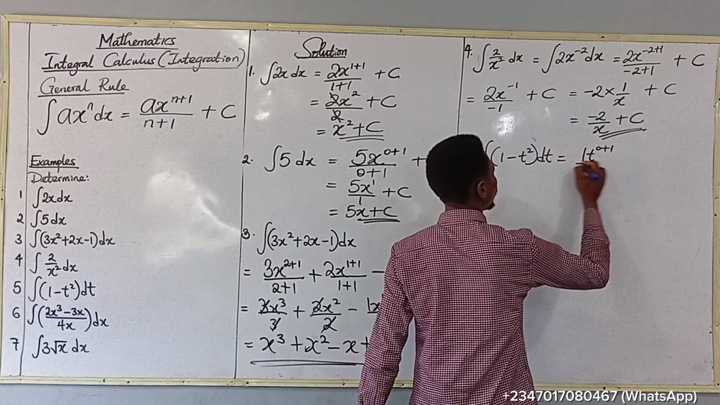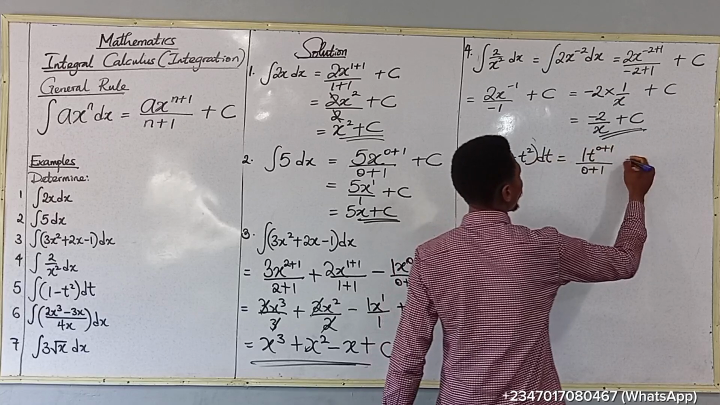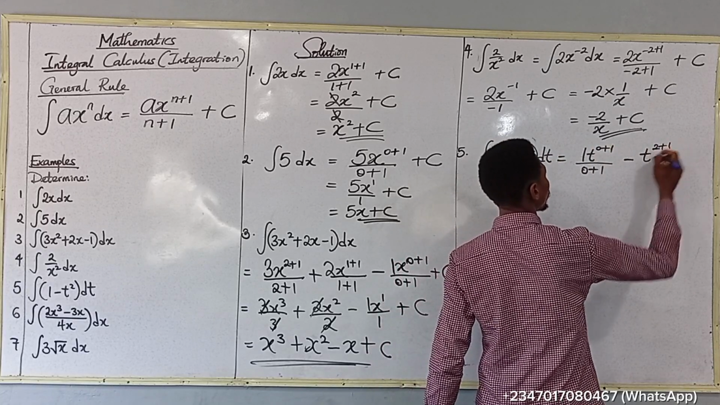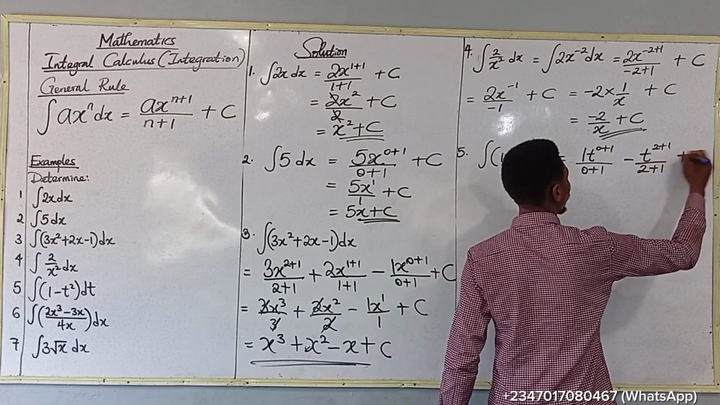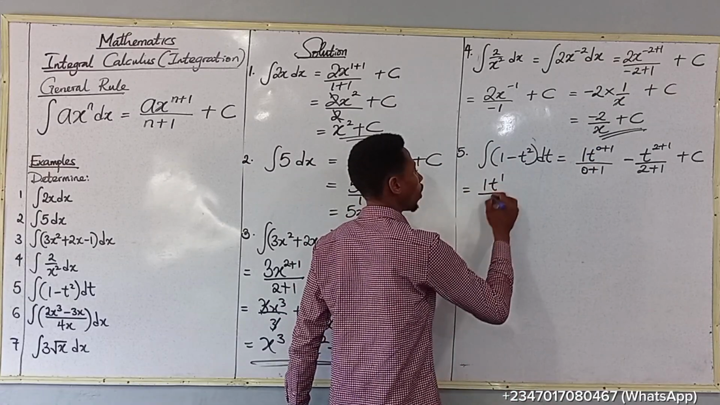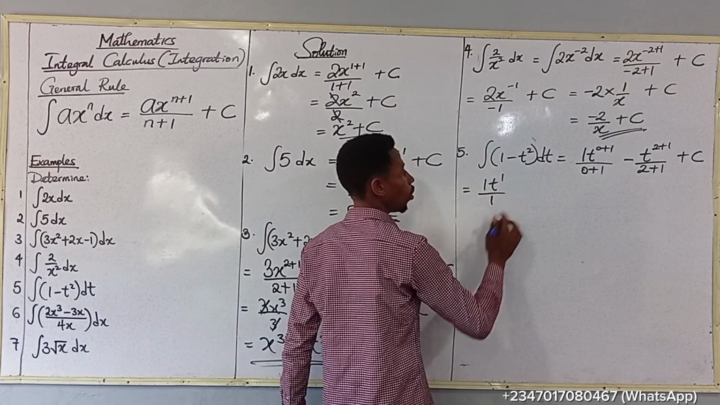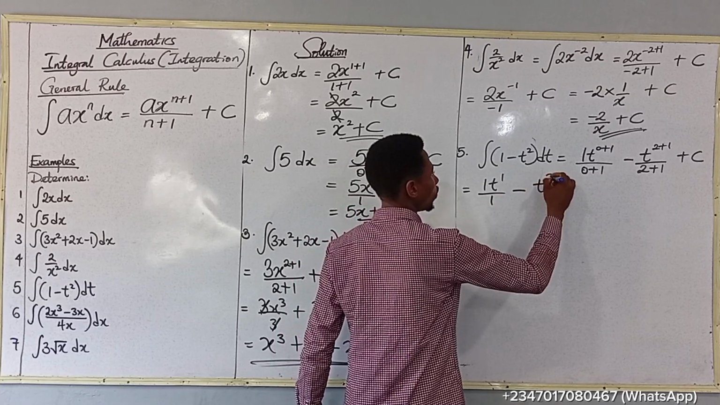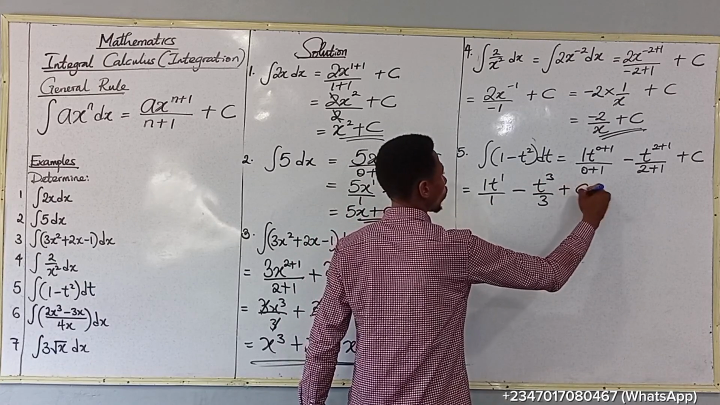Same way we are doing the other ones. All over 0 plus 1. Then minus t raised to power 2 plus 1, all over 2 plus 1, plus c. Basically, what we have here is 1 t raised to power 1 over 1, which is all t, minus t raised to power 3 over 3 plus c.